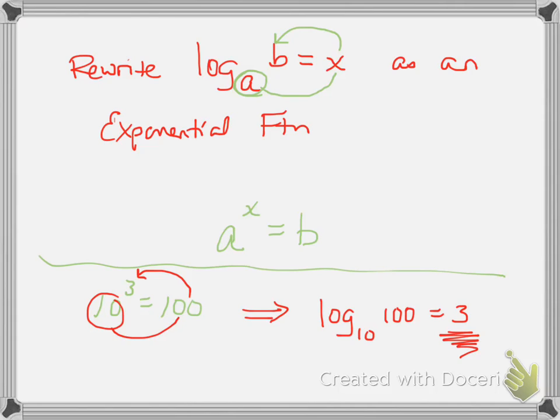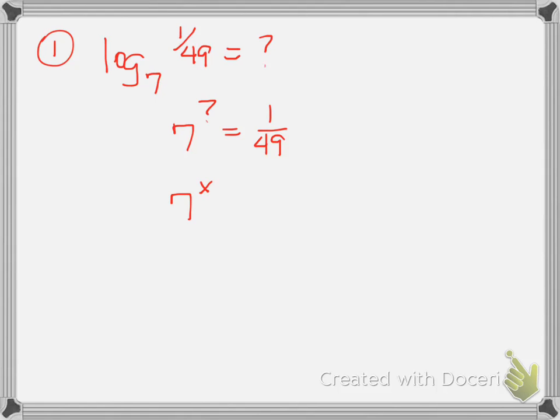Let's evaluate a couple logs. Let's say we were asked to do the log with a base of 7 of 1/49. Right, what does that equal? Well, we know that 7 to some power equals 1 over 49. If this gives you a little trouble, what you might want to do is look at the connection between 7 and 49. Most people know that 7 squared is 49. So how can I rewrite 7 to a power to get it equal to 49? Well, that would be 7 squared.